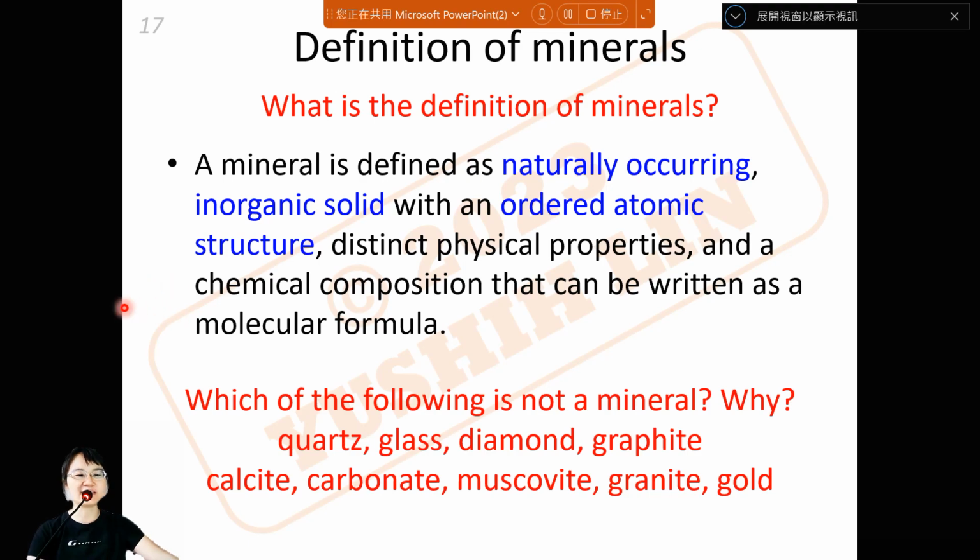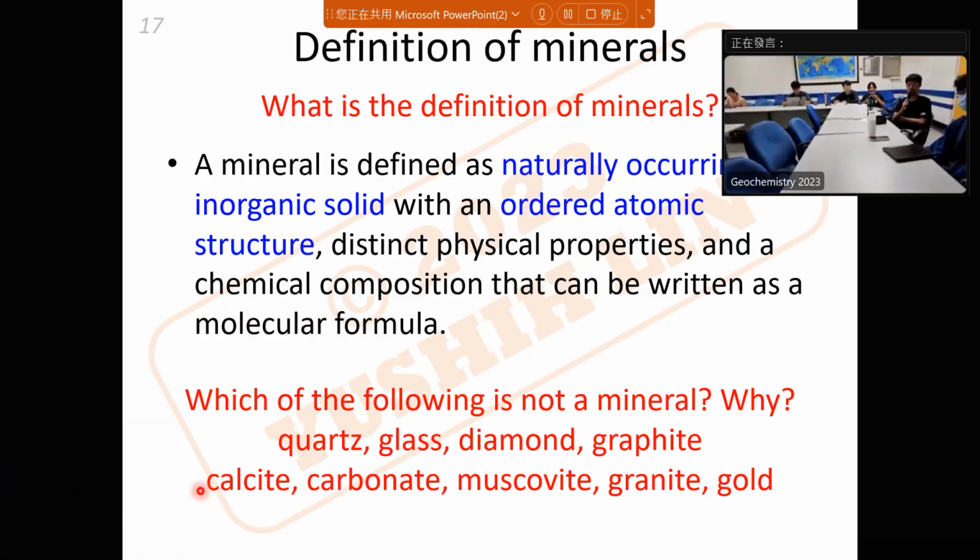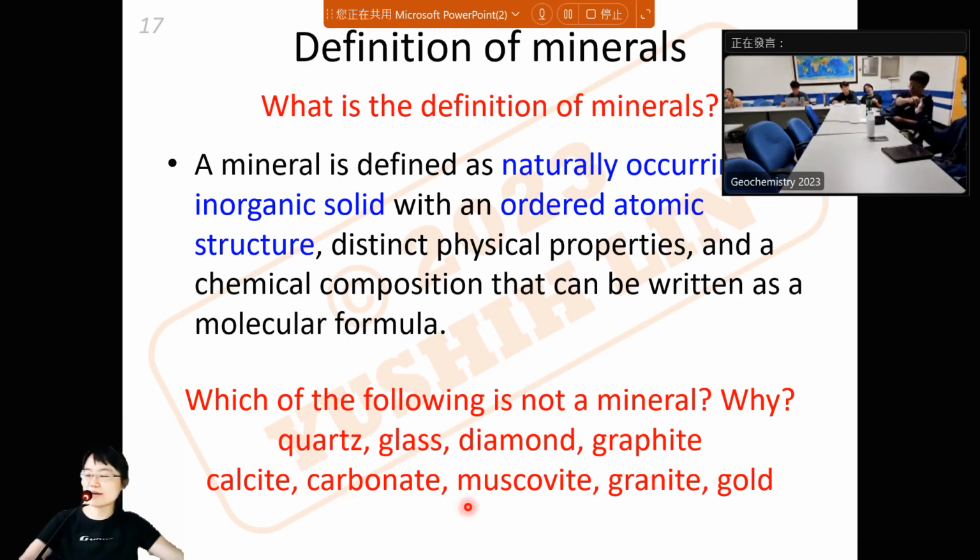Which of the following is not a mineral? Is quartz a mineral? Yes? Okay, glass? Why not? There's also naturally produced glass like volcanic glass. No, they are not minerals because they don't have crystal structure. Is diamond a mineral? Graphite? Yes. Is calcite a mineral? Yes. Carbonate? Maybe. Yes. No. Carbonate is not a mineral. Carbonate is rock. So you need to differentiate mineral and rock. Muscovite? Yes. Okay. Granite? No. Granite is rock. Gold? Yes.